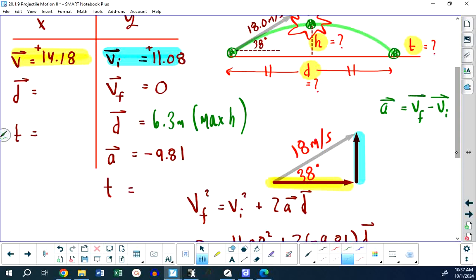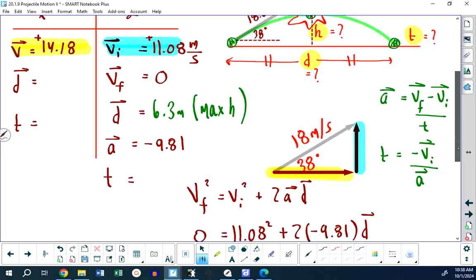So the formula I'm writing down on the right-hand side of the screen is the formula that I prefer to use at this point in time. Since VF is 0, the equation becomes time equals negative VI over the acceleration due to gravity, which is a pretty simple calculation to do. We already have that VI, it's 11.08, and we know the acceleration due to gravity is negative 9.81, so the next step would be to calculate that time.